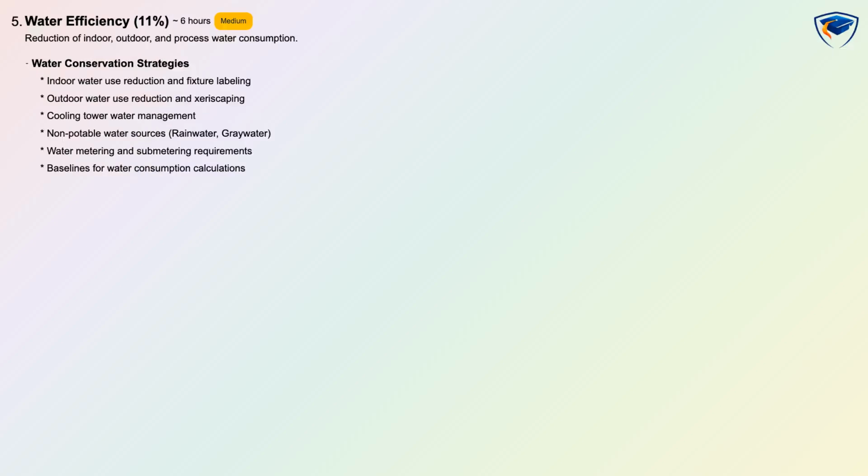This section focuses on reducing indoor, outdoor, and process water use through strategies like fixture labeling and indoor water reduction, xeriscaping and outdoor water savings, cooling tower management, and use of non-potable sources such as rainwater and greywater. You will also learn water metering and submetering requirements and how to set baselines for water consumption calculations.